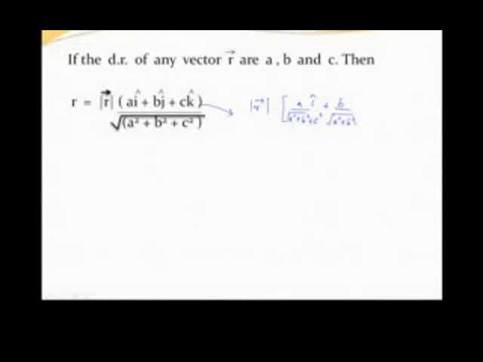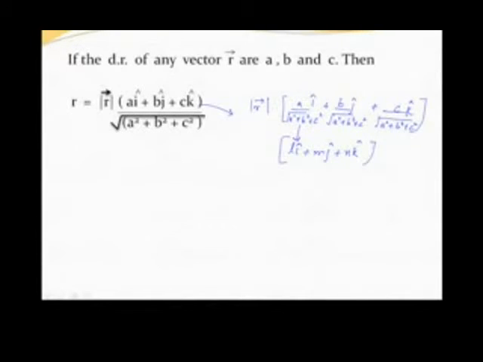plus c square times j cap plus c divided by under root of a square plus b square plus c square times k cap. Now we also know that a by under root of a square plus b square is equal to L, so we can write it as L times i cap plus this is m, so m times j cap plus this is n, so this would be equal to n times k cap.